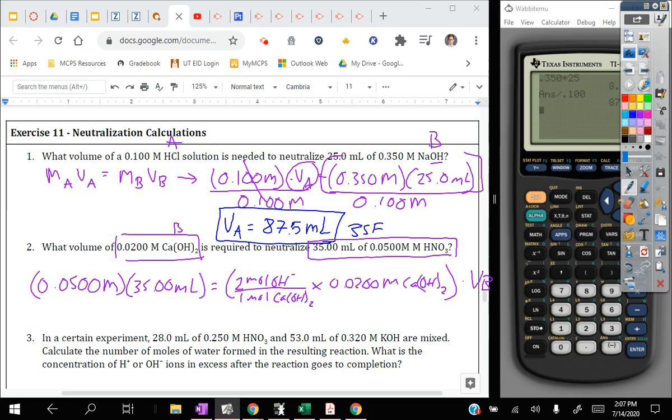By doing it this way, remember that molar is the same as moles per liter. So 0.200 moles over 1 liter. I will check to see that moles of calcium hydroxide cancels, and I'm left in moles per liter of OH, which is what I want to neutralize. And I know it's going to neutralize because on this side, I have moles of H plus because I've got 1 mole of H for every mole of HNO3.